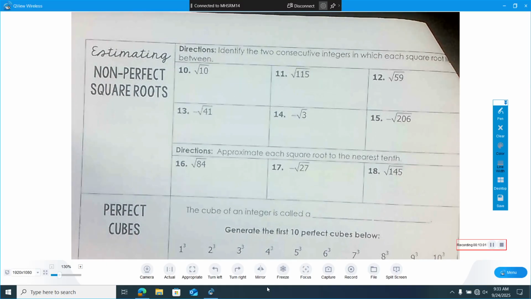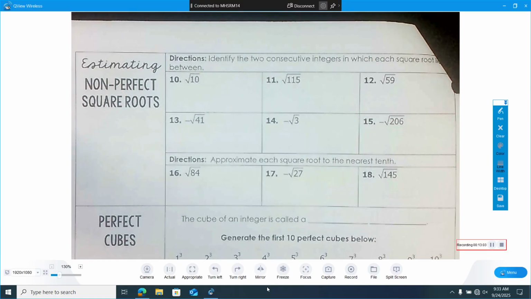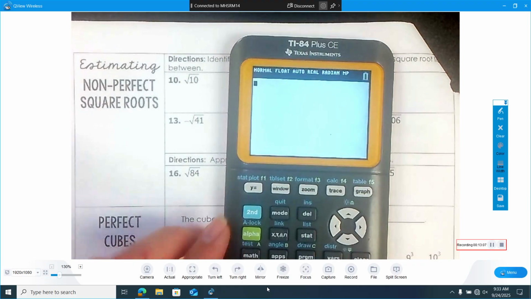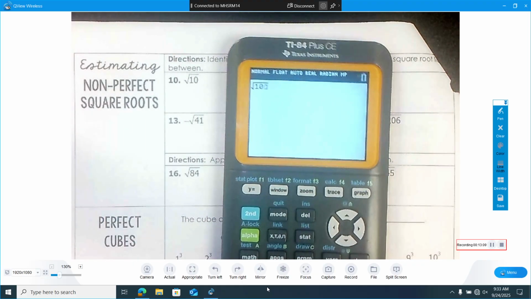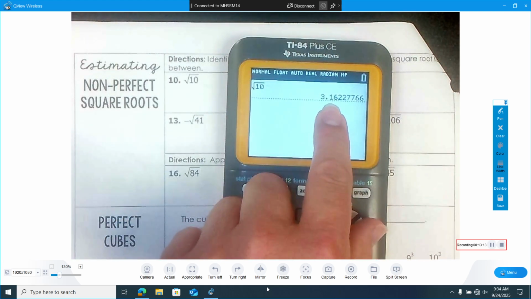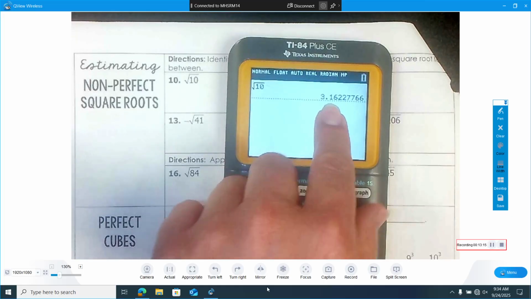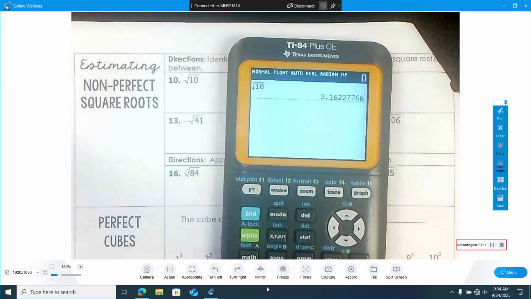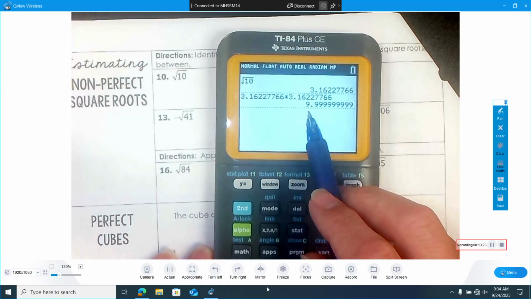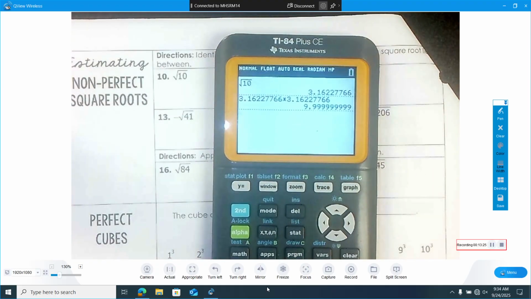I always, growing up, wondered how the calculator figures out that that's the decimal that would give me 10 if I multiplied it by itself. So if I take that decimal and multiply it by itself, I get a number very, very close to 10. Isn't that crazy? Yes. Okay. So I always wondered how it does that.